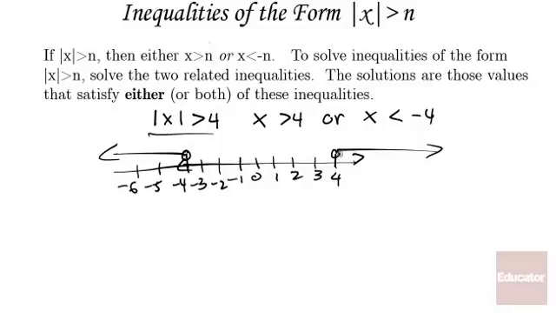When you're solving inequalities in these two forms I just talked about, the first thing is just to stop and look at which form am I dealing with. The absolute value of x is less than n, or the absolute value of x is greater than n. And then think about the separate approach for each.